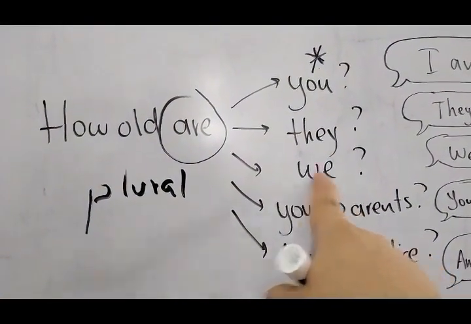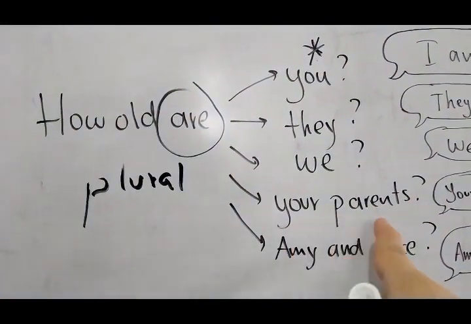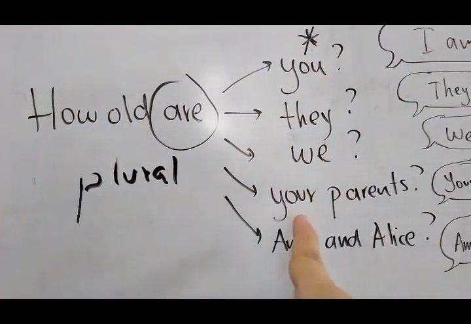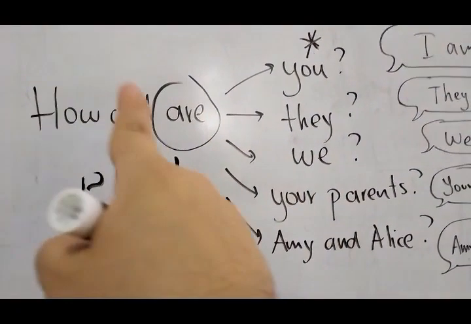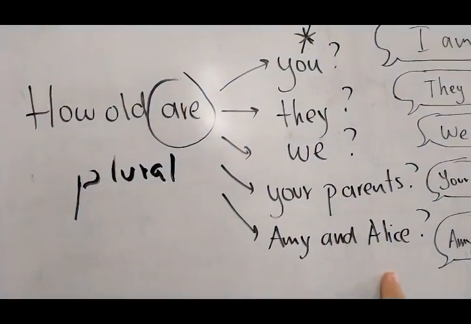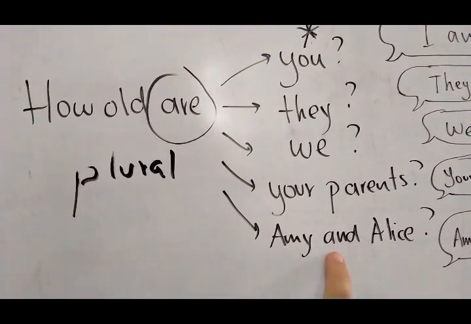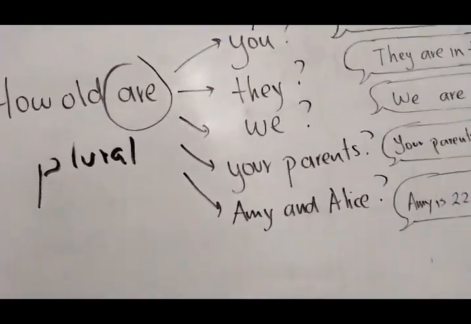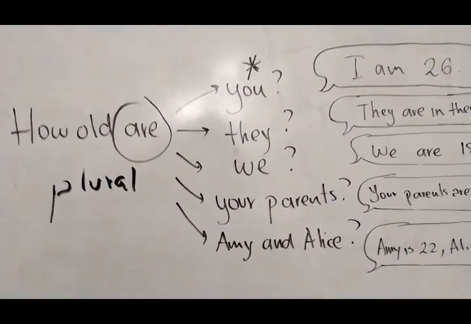¿Cuántos años tenemos nosotros? How old are your parents? ¿Cuántos años tienen tus padres? How old are Amy and Alice? ¿Cuántos años tienen Amy y Alice? So let's see some examples how we can ask that question.